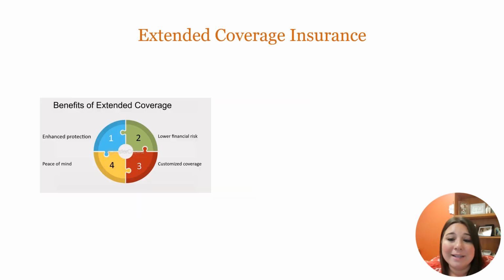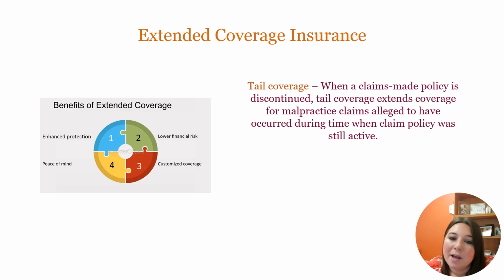And then we have extended coverage insurance. So this could be tail coverage, which is when a claims made policy is discontinued. Tail coverage extends coverage for malpractice claims alleged to have occurred during the time when the policy was still active. So you get rid of that insurance policy, and then 2 months later a patient sues you for something that occurred 2 months prior when you were still covered. That tail coverage will still help cover those costs because it occurred at a time when you did have insurance.